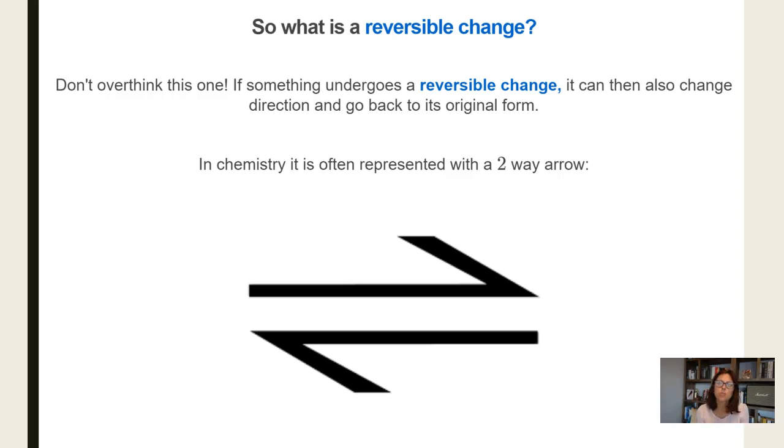So then what is a reversible change? Well, don't overthink this. Reversible means it can go back in the other direction. And the way we represent this in chemistry is with a two-way arrow as shown in the slide just here.